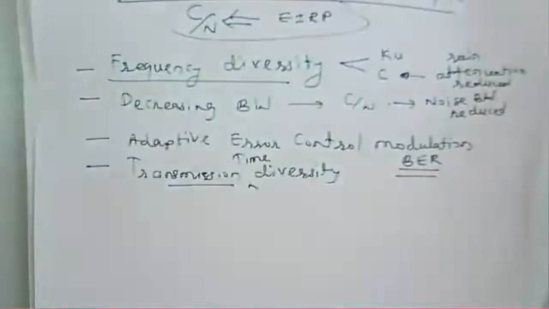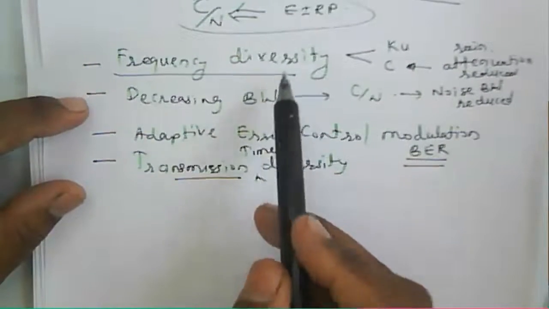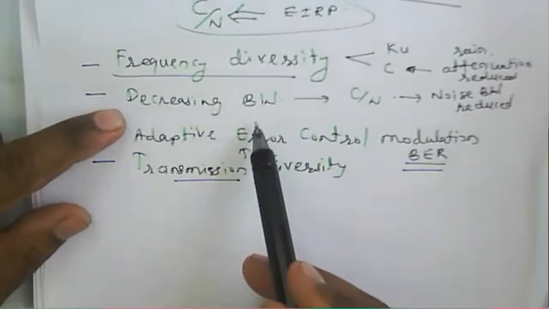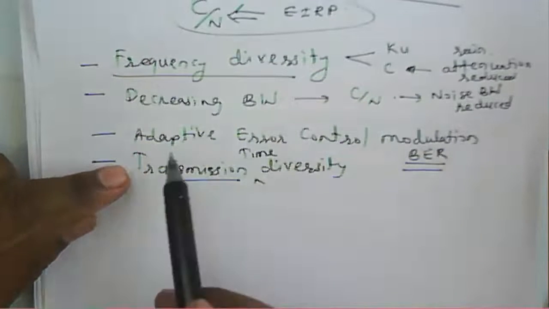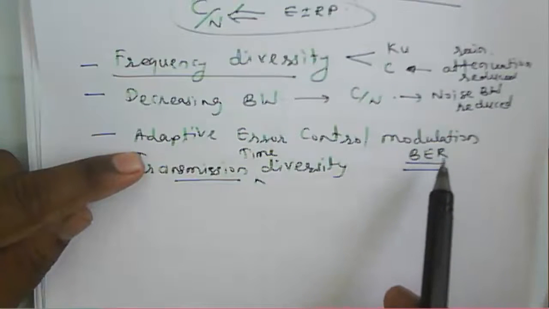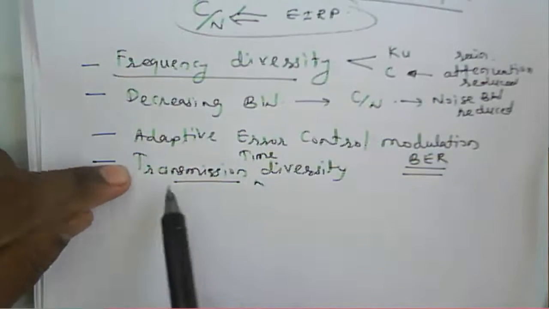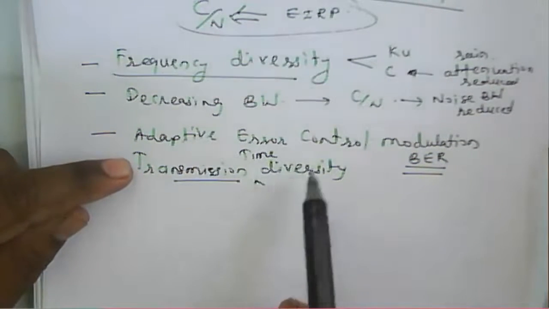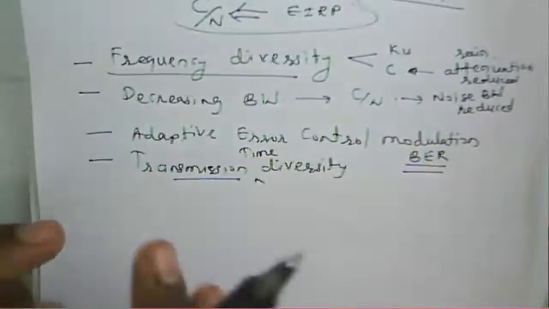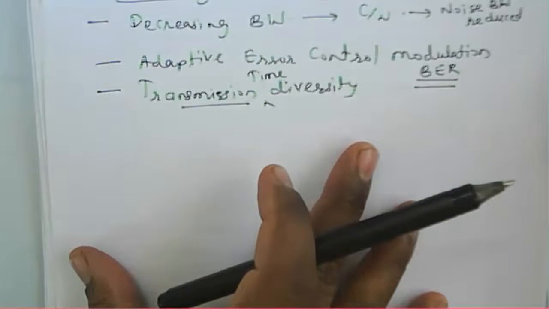These are the signal modification techniques: using frequency diversity, different bands of frequency; decreasing the bandwidth, we can reduce the noise bandwidth; adaptive error control modulation, we can improve the bit error rate (BER) performance. Transmission time diversity, we will use at a different particular time. And that is about propagation and propagation effects.